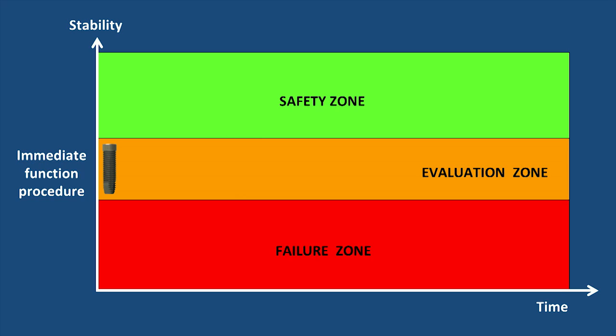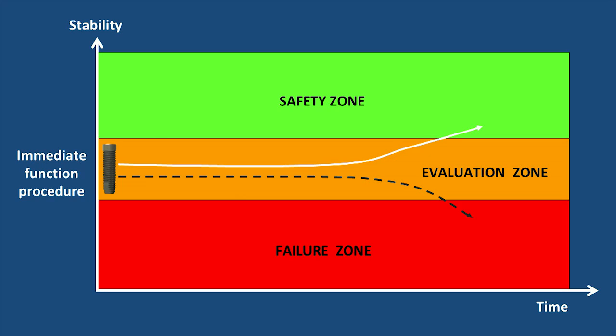When you place an implant according to an immediate function procedure, it's crucial to know what happens to this implant during the healing. Luckily, in most cases, we have a behavior like this. After a while, the ISQ curve tends to increase, reaching the 70 zone. But sometimes you can have a curve like this that falls into the failure zone. So if you detect the ISQ value during the healing, you are able to intercept a possible failure.